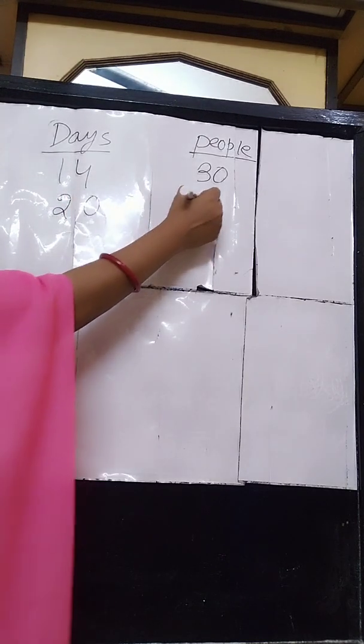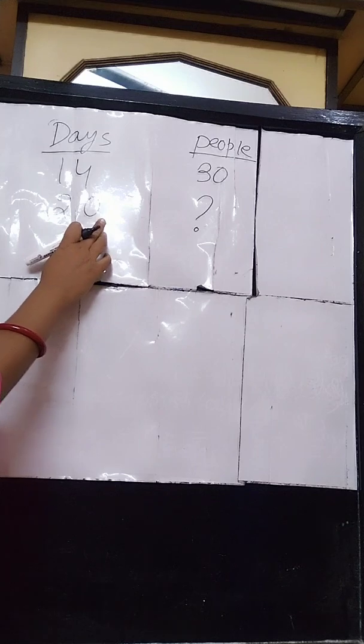Here it is given that 30 people can finish the work in 14 days. So the number of days is 14 and 30 people can finish the work in 14 days. Now it is given that within 20 days, how many people will be able to complete the work? So how will we solve the sum?